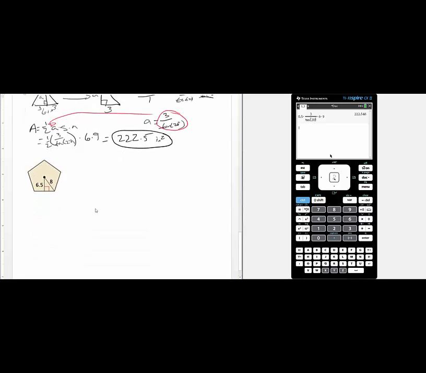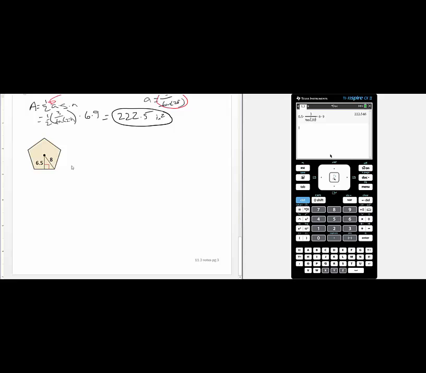Our final example is this regular pentagon. In this regular pentagon, I know that the radius is 8. I know the apothem length is 6.5. And I want to find the area of this thing.